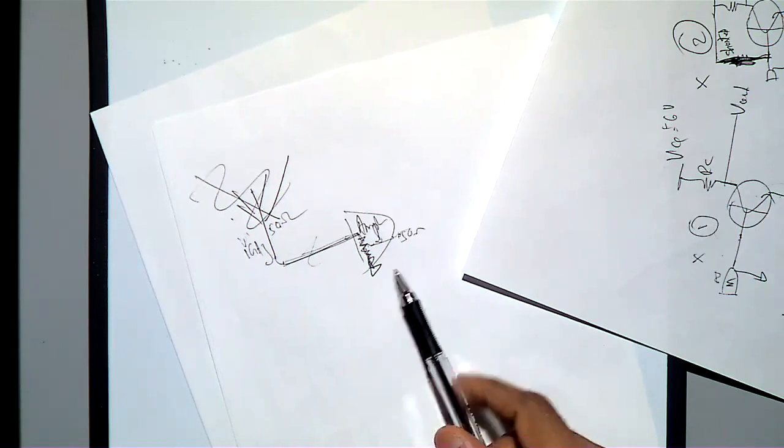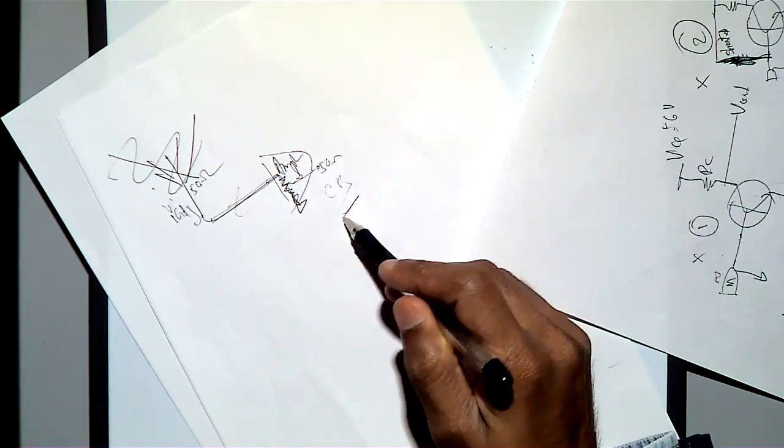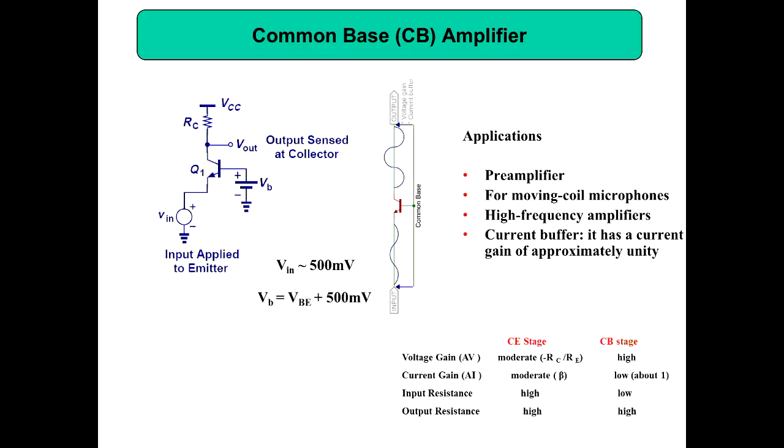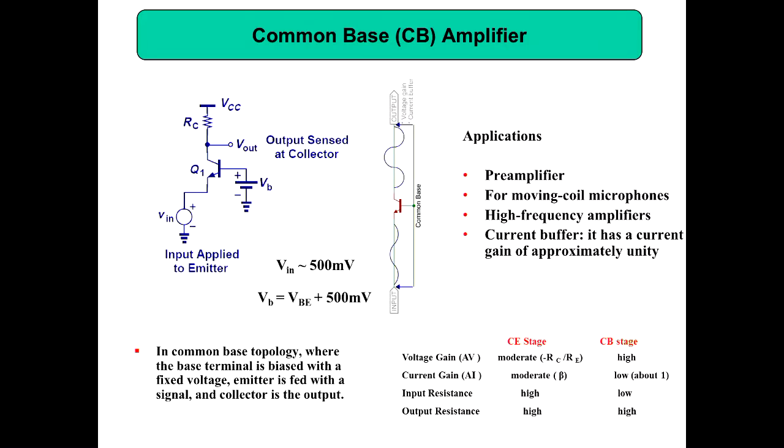That is fine. It's much better to lose some signal and amplify later rather than getting nothing. That is the reason we came up with the idea of a common base amplifier. The common base amplifier has a low input impedance, and we make use of that for applications where we need to do impedance matching. So in the common base topology, the base terminal is biased with a fixed voltage, the emitter is fed with the signal, and the collector is the output.